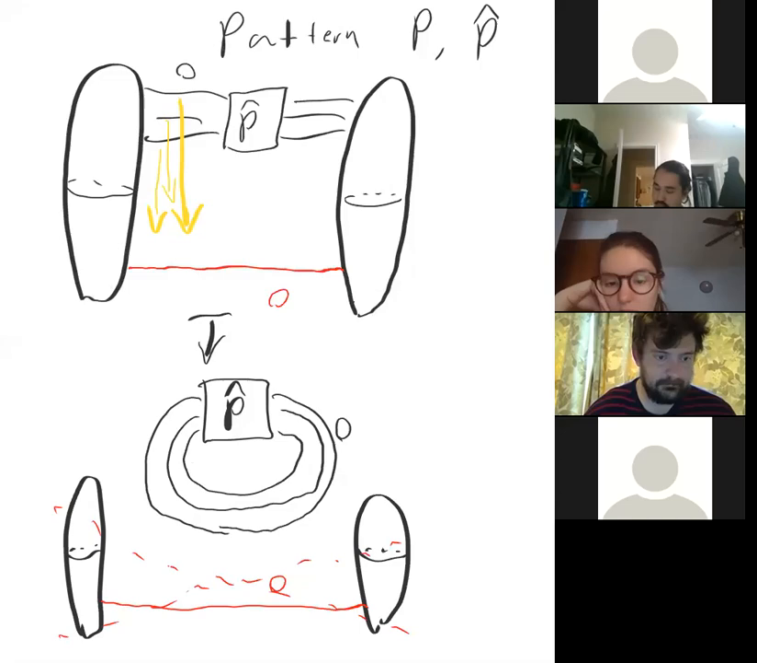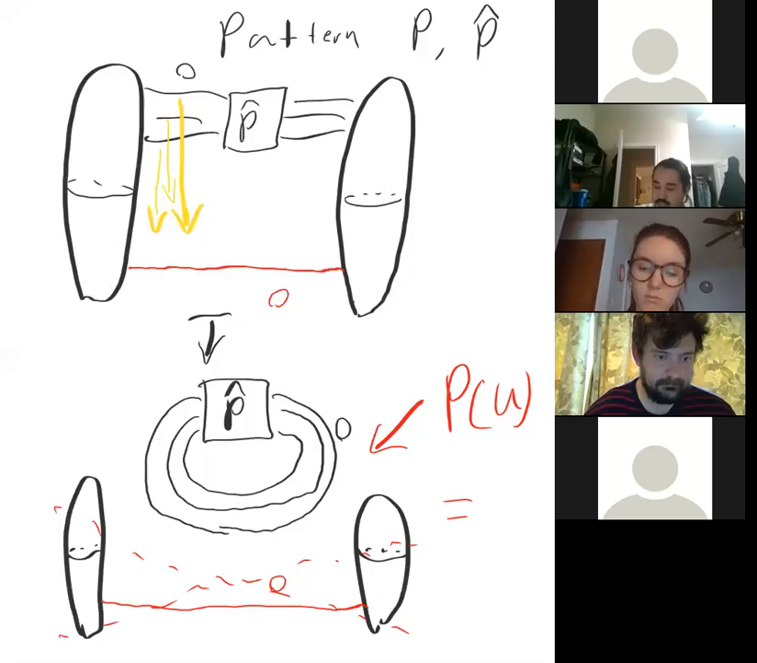Now, what knot is this up here? This guy here. What knot is this? That's P hat U. Or P of U. Oh, P of U, yeah. So what four manifold is this? Zero trace. Yeah, the zero trace. Okay. So this is the zero trace, so we conclude that this is the zero trace of P of U. At this picture down here.